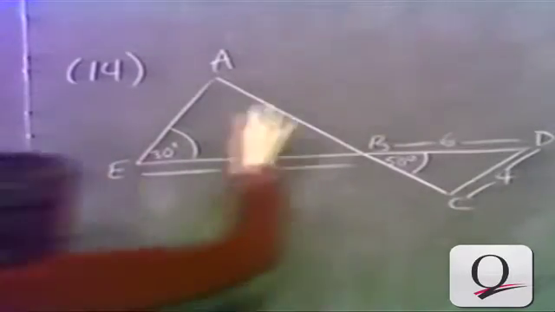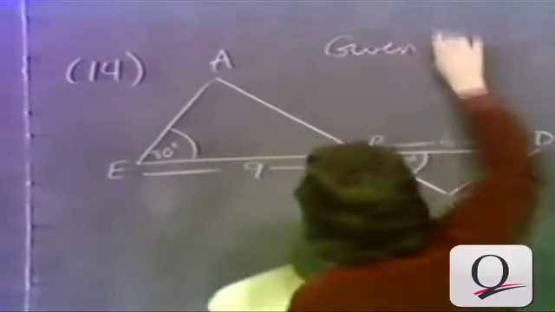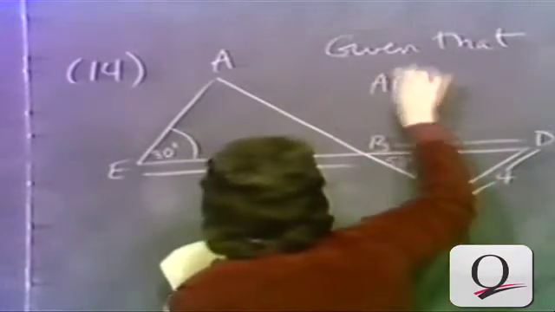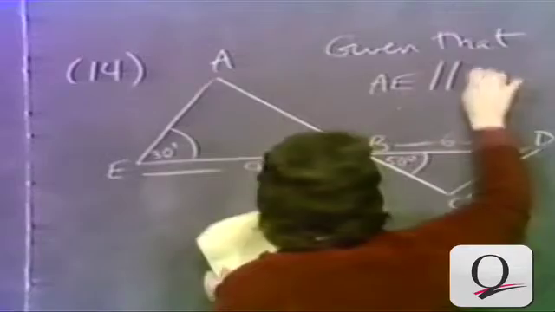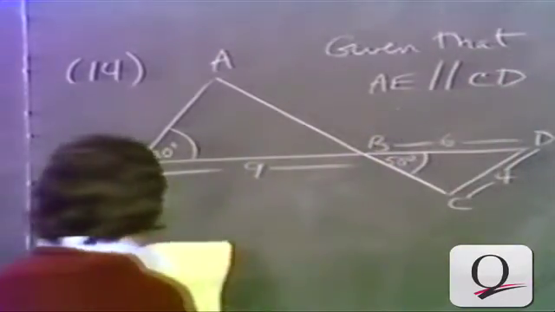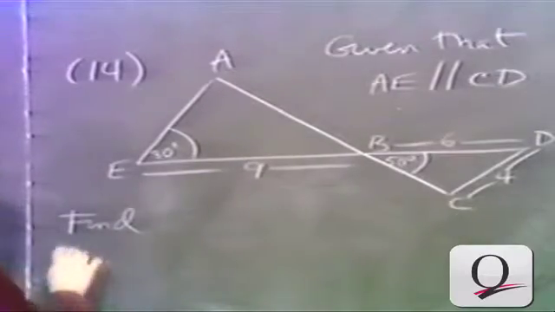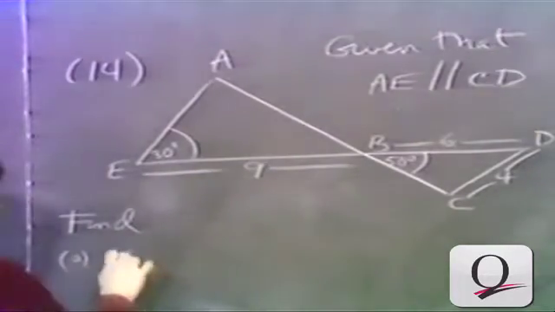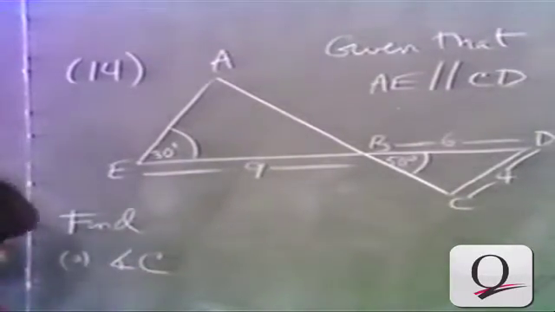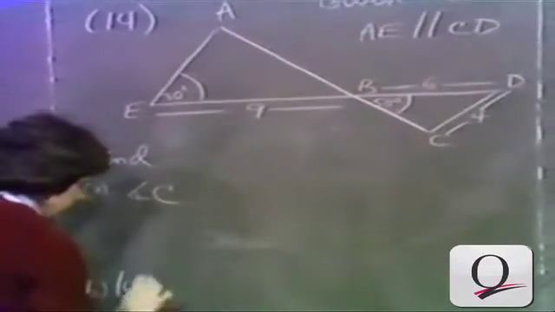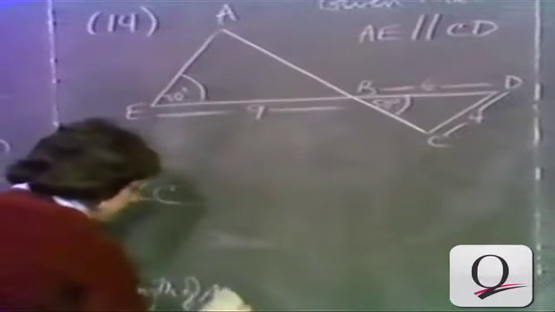And we're given that AE is parallel to CD. Find, first we want to find angle C, and then in part B we want to find the length of AE.